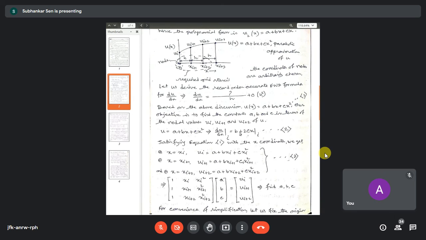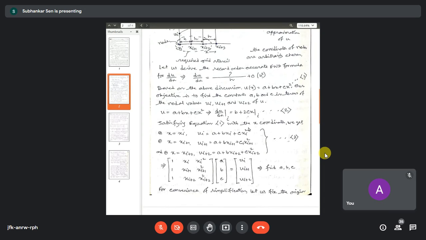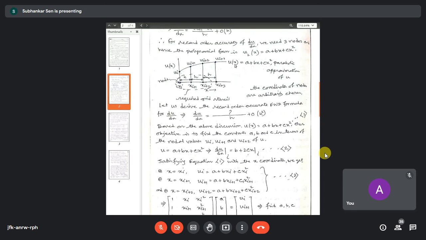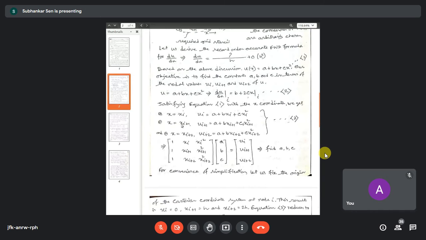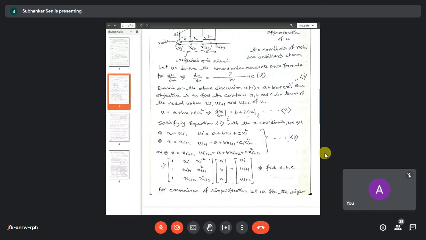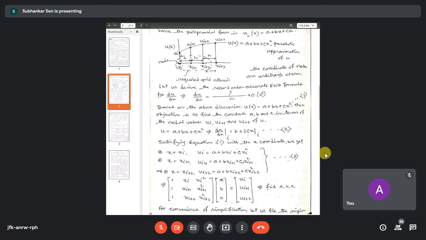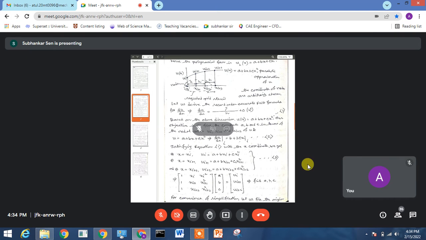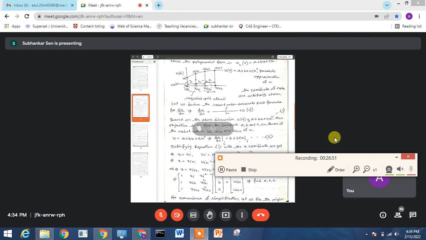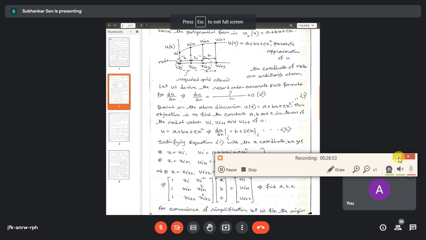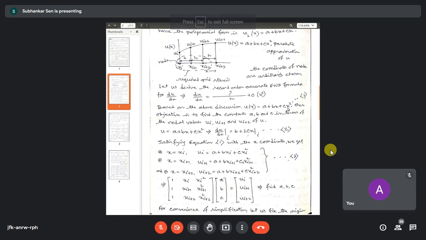So this b is same, or c is same, at any node. These are just constants. So we are satisfying these coordinates in this equation, and we are getting three expressions. At this first nodal point, wherever there is x, you put xi. This will give you the nodal value. At the first point, your nodal value is ui. So ui equals a plus b xi. At this particular point, at the ith point, x is xi, so b into xi plus c xi square.